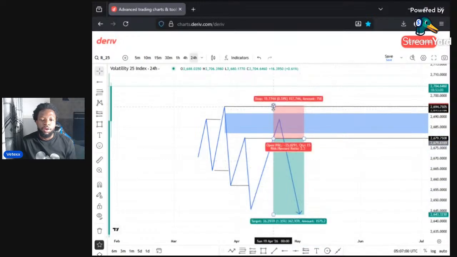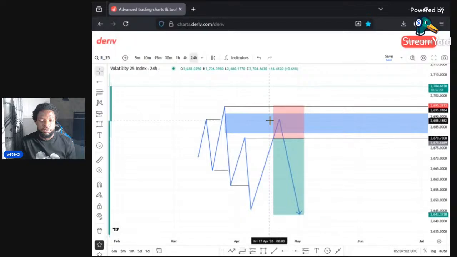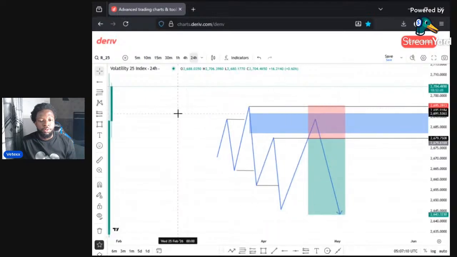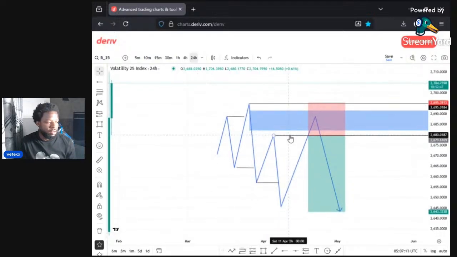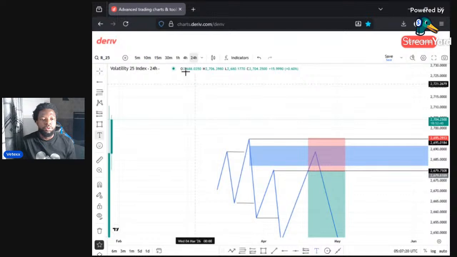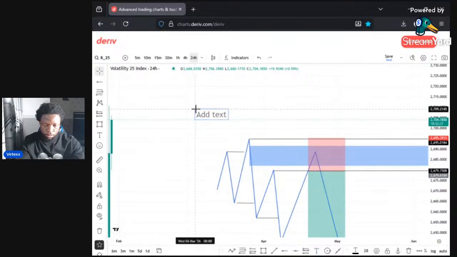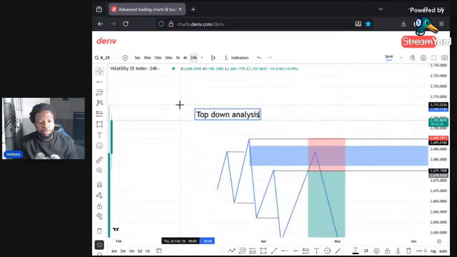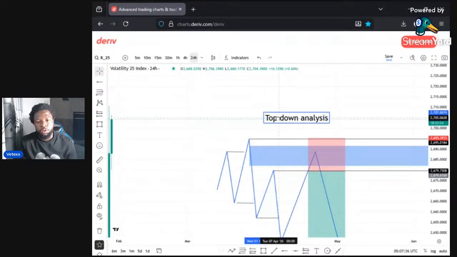With our TP above our protected high, the entry is at this liquidity level, and then our full TP is this newly created low. Okay, so this is what to look out for when you're analyzing a trade in the market every day. So basically, before every setup, we always do what they call top down analysis.